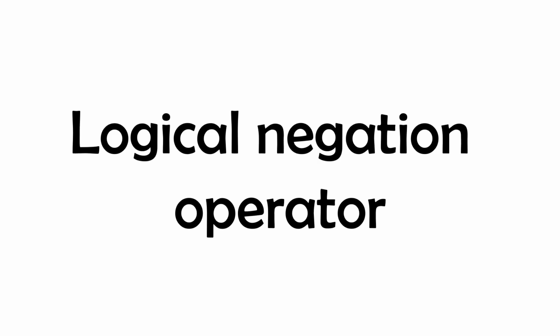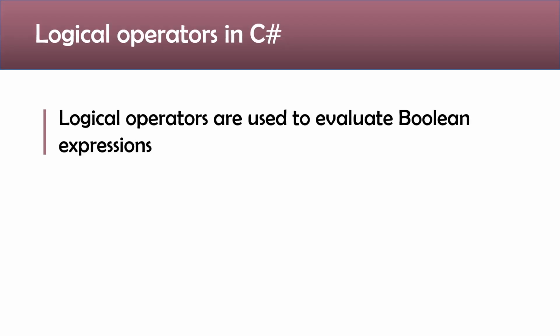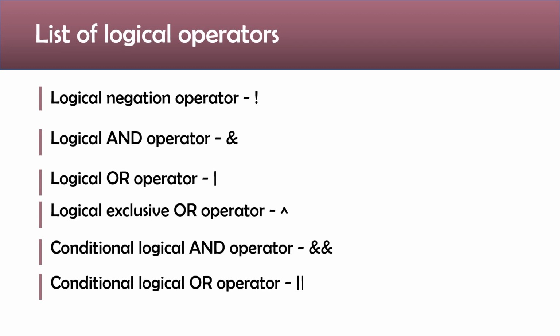There you might have heard the term logical negation operator. Today we are going to discuss the logical negation operator. Logical operators are used to evaluate Boolean expressions. Boolean expressions are the expressions that return either true or false. Here is a list of all the logical operators available in C#. Our today's session is going to be specific to the negation operator.